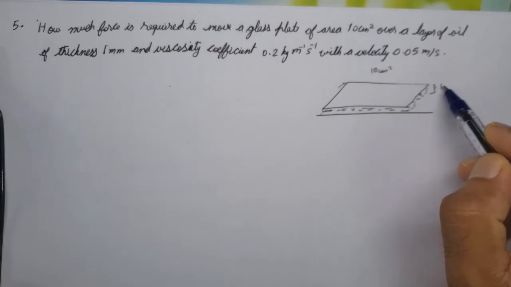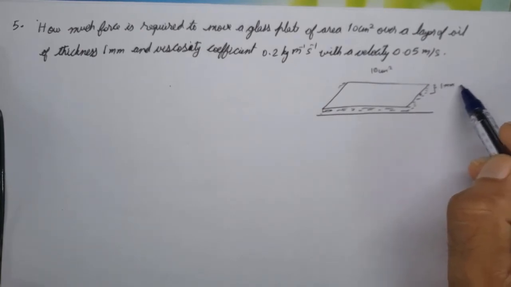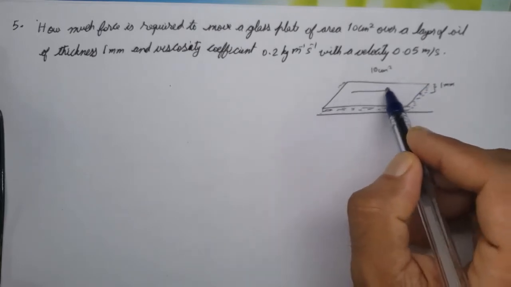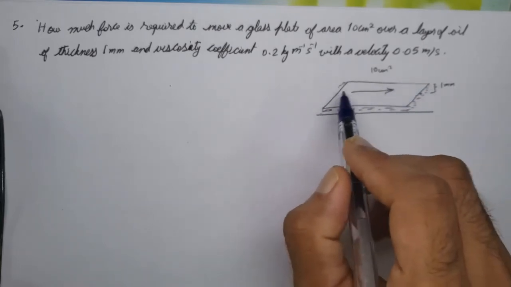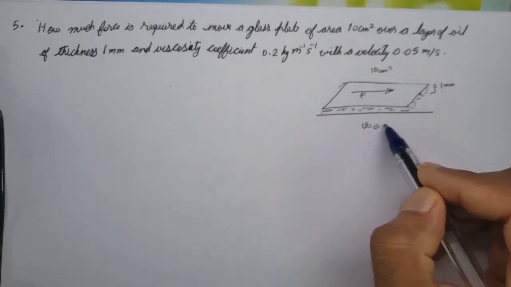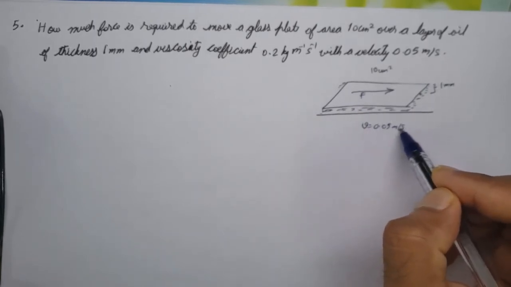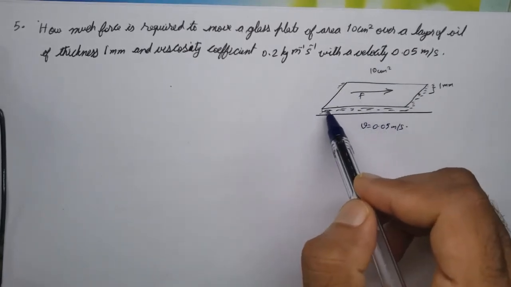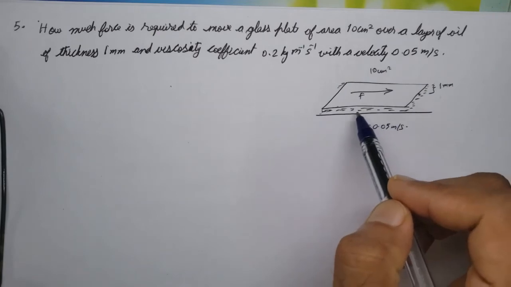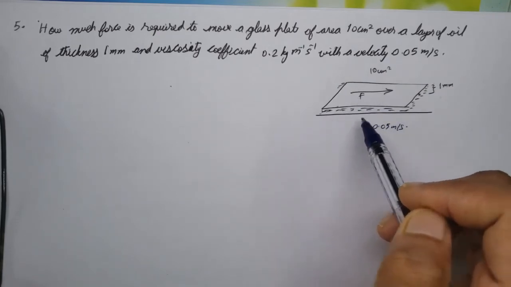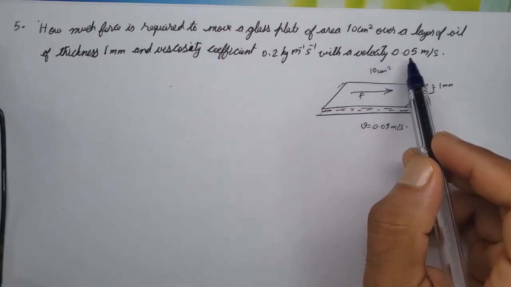Oil layer thickness is 1 millimeter, and we want to apply a tangential force on this glass plate so as to move it with a velocity of 0.05 meter per second. We want to find out what force is required to do that. We know that for the glass plate to move over the oil, since oil is viscous, you have to apply a force on top to attain a certain velocity.